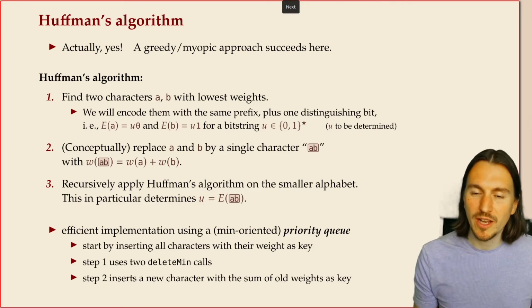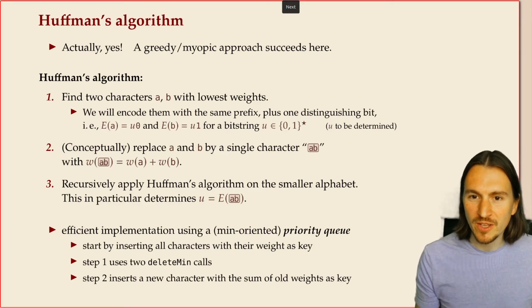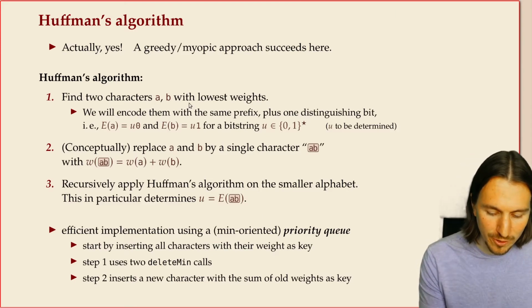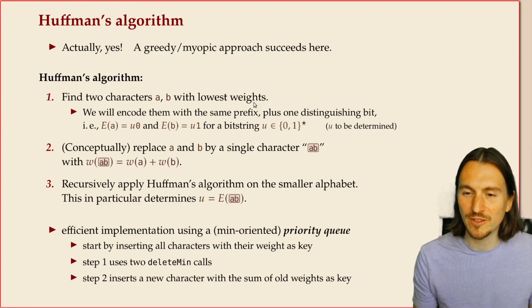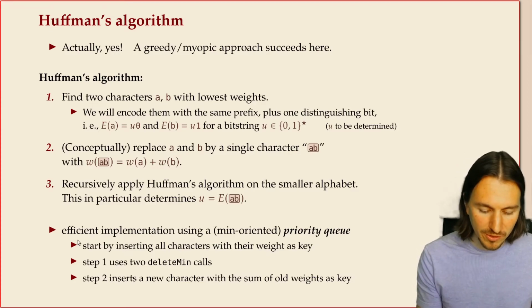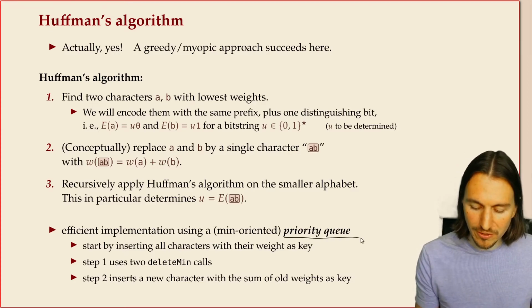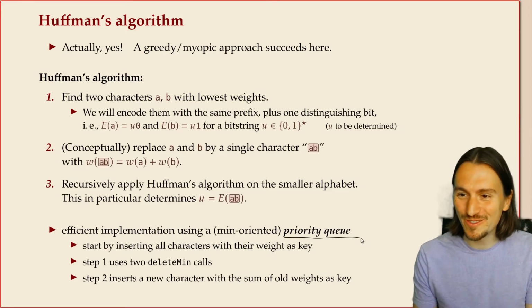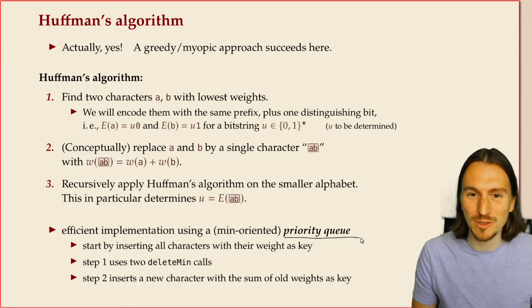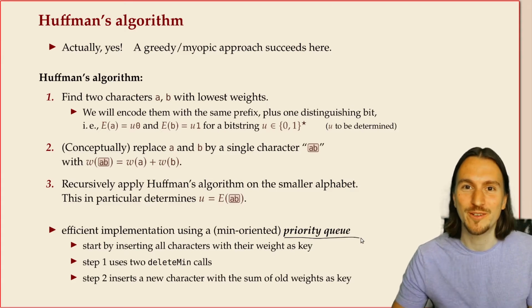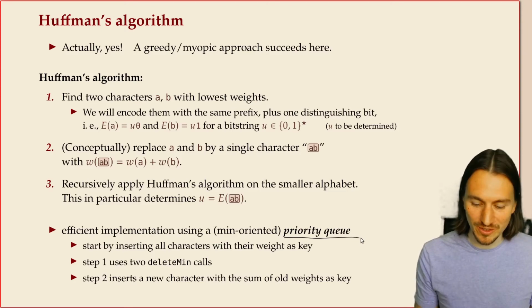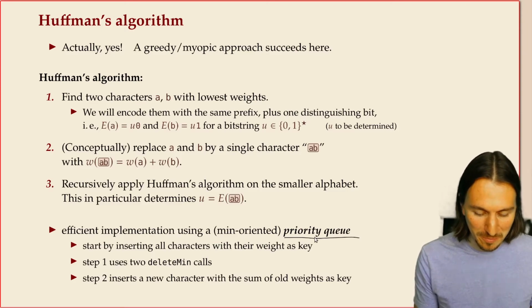I just want to add one remark here. This description is very high level, doesn't tell you how to do these things, especially the first step, how to find the lowest weight characters. But one easy way to do it is using a priority queue. So this is, again, jumping back to Unit 2, Fundamental Data Structures. We talked about priority queues and binary heaps back then. And this is one application for such a priority queue.